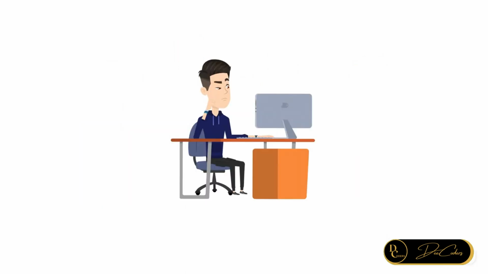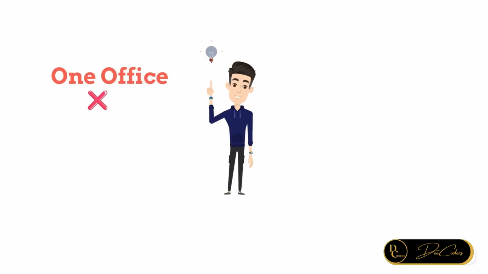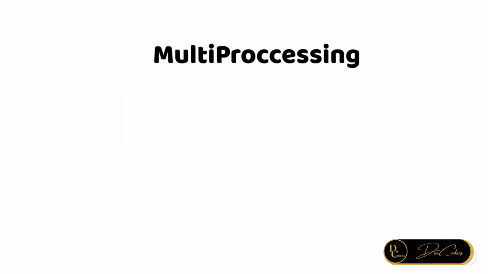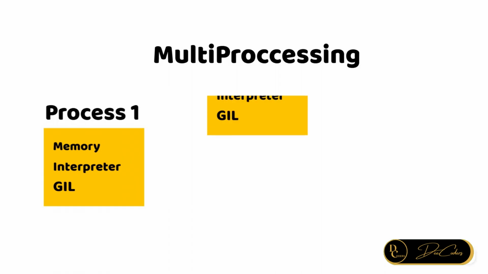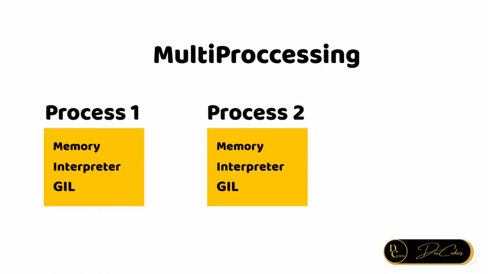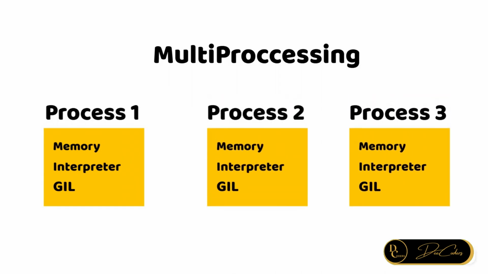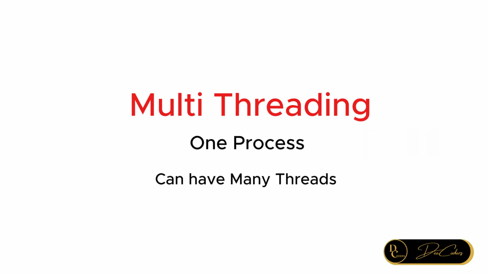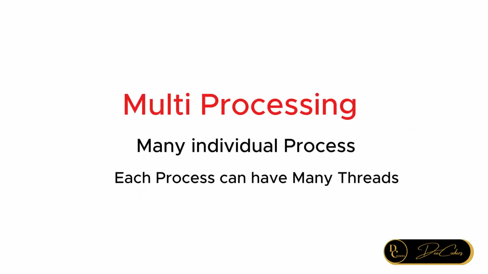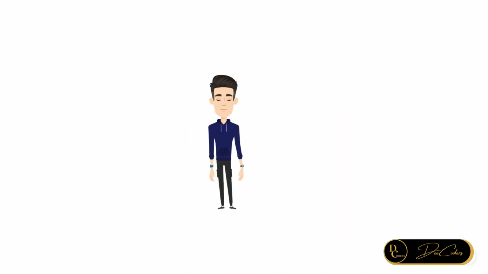So developers found another solution. Instead of creating many workers in one office, they created many offices. This is called multiprocessing. Each process gets its own memory, its own Python interpreter, and importantly, its own GIL. So now multiple CPU cores can truly work together. The simple analogy is, threading is like many workers sharing one kitchen, and multiprocessing is like multiple separate kitchens.